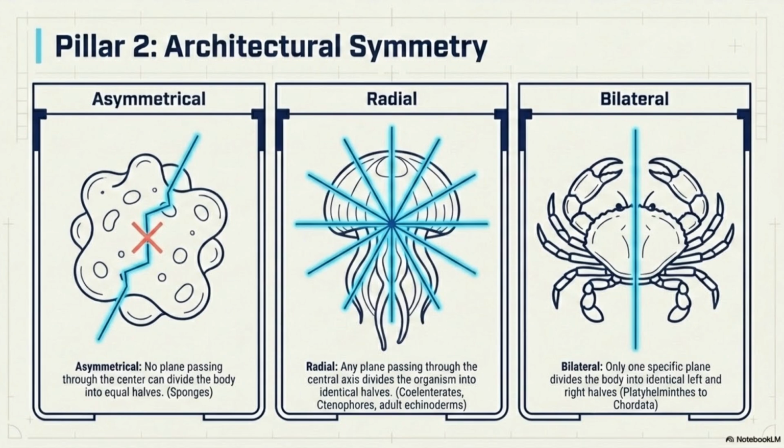Asymmetrical bodies, like sponges, have no plane of division. Radial symmetry, seen in coelenterates, ctenophores, and adult echinoderms, divides the body into identical halves along the central axis. Bilateral symmetry, from Platyhelminthes to Chordata, is divided into identical left and right halves by one specific plane.